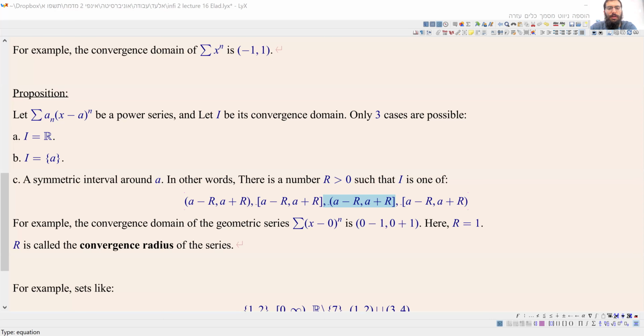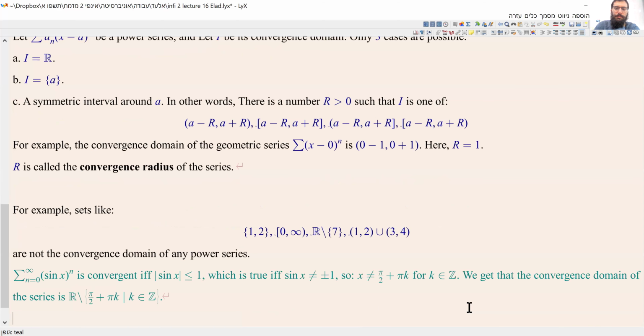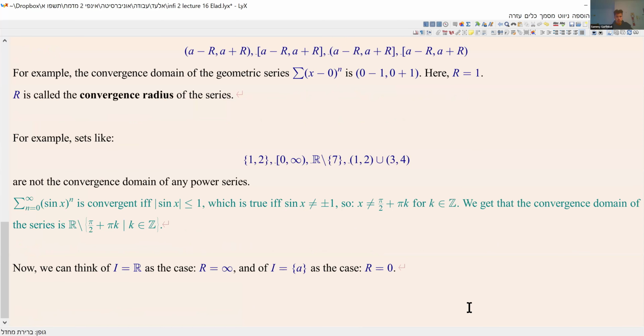Okay. So as I mentioned, I want to prove this theorem, this proposition. Can I ask a question? Yes, you can.